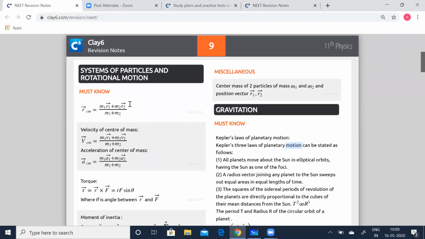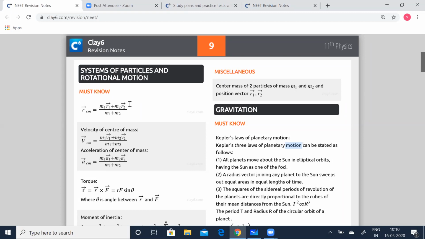Before that, you can always compare the rotational motion with the linear motion. Say the distance or displacement can be compared to the angular displacement, theta. Linear velocity v is given by ds by dt. Angular velocity omega is given by d theta by dt. Linear acceleration a is given by dv by dt. Angular acceleration is given by d omega by dt.